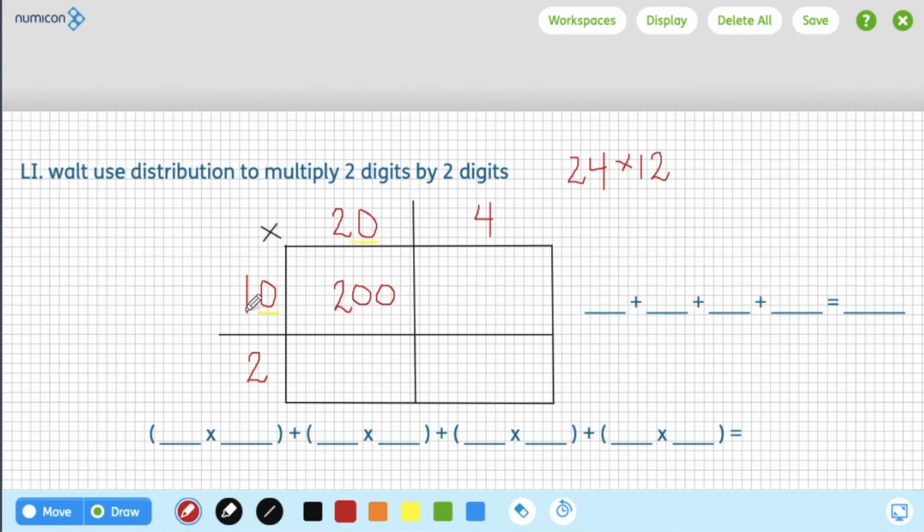Okay, here we've got 10 times 4 is 40. 20 times 2 is 40. And 2 times 4 is 8. All right, and now what we could do is write them all in to add them all together. So then we add up each of the boxes, 200 plus 40 plus 40 plus 8 equals 288.